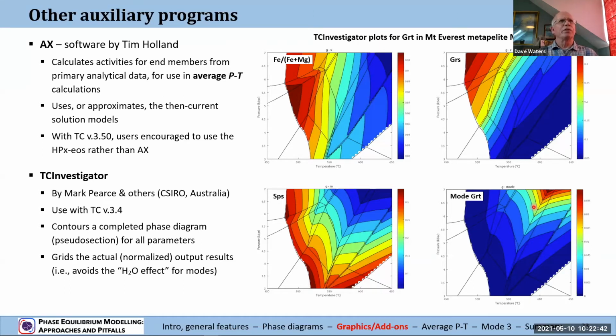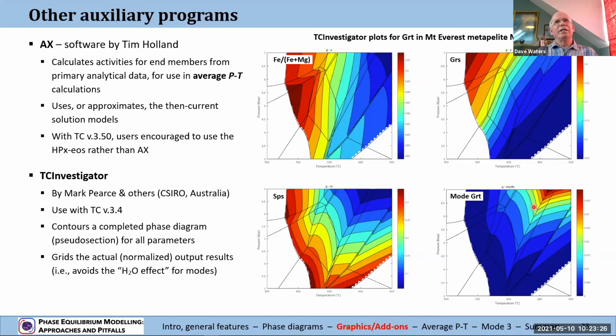But with the current versions, with dataset 6 and Thermocalc version 3.5, within 3.5 itself, you will need to use the HPX-eos itself rather than AX. It's designed to use the composition parameters that you would use for this diagram calculation. So that's one reason why conceivably you might want to keep two versions of Thermocalc, or two versions of the approach, if you're going to use the average PT method, which I'll come on to in a moment.